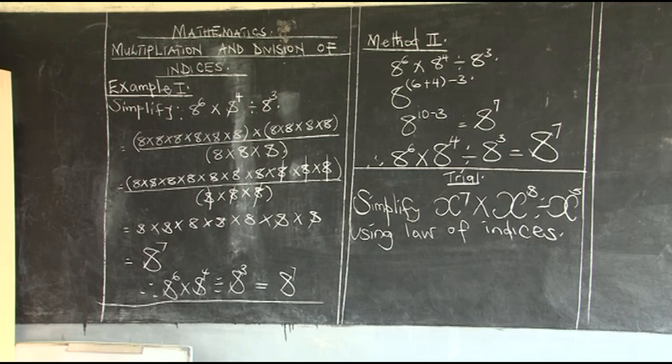Simplify x exponent 7 times x exponent 8 divided by x exponent 5.